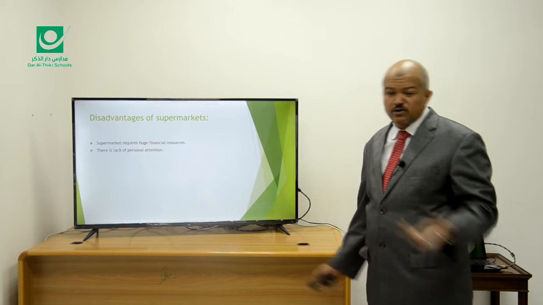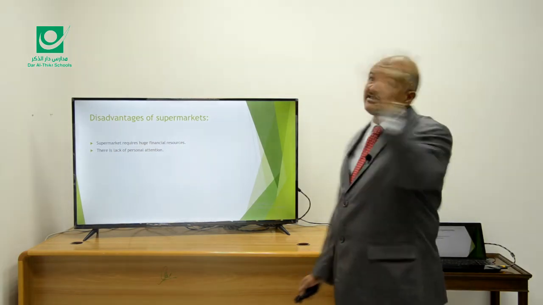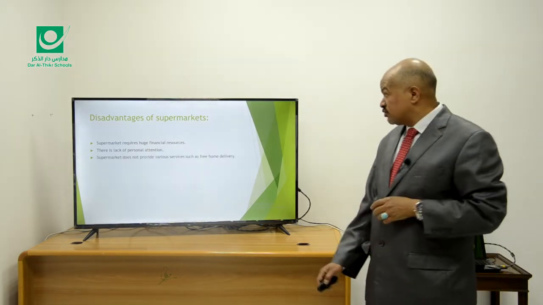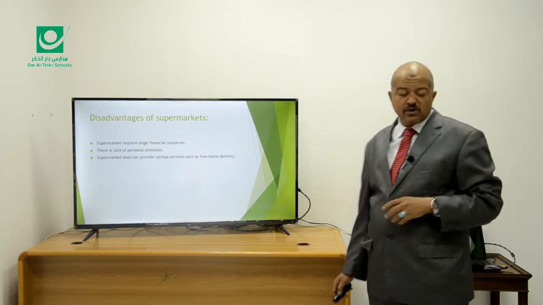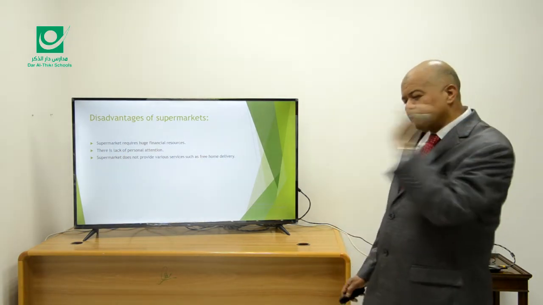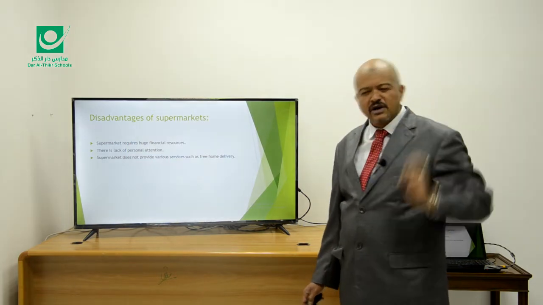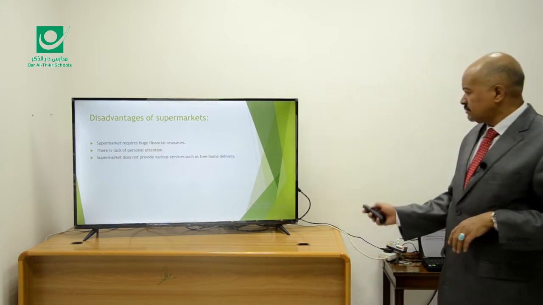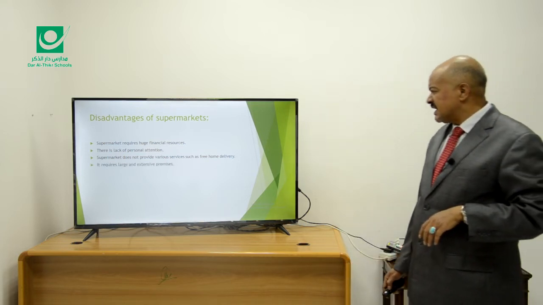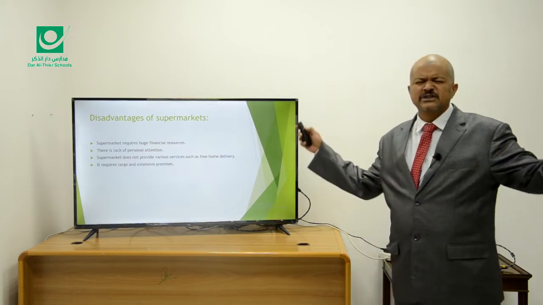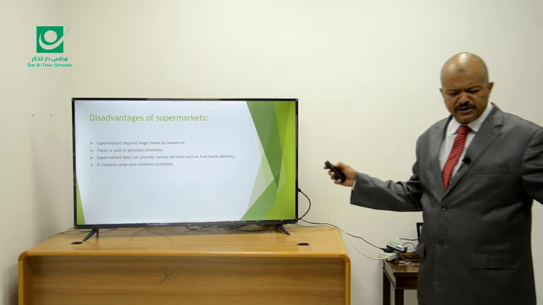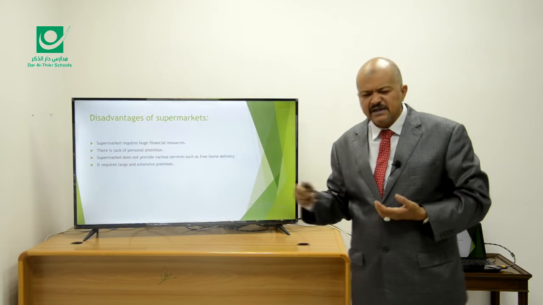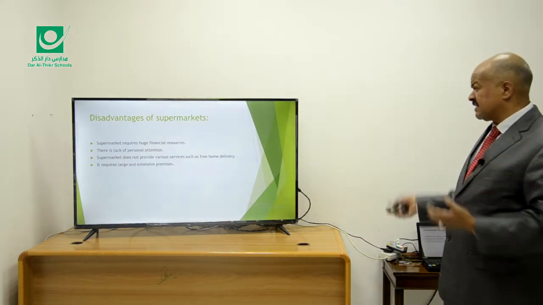Number 2, the lack of personnel. You just go and try to see the sections, and nobody cares. The lack of personal attention. Number 3, supermarkets don't provide various services such as free home delivery. You cannot call their number and have them bring items home. And also, they require large and extensive premises. Buildings should be larger and spacious in order to have suitable parking slots, and that requires money.